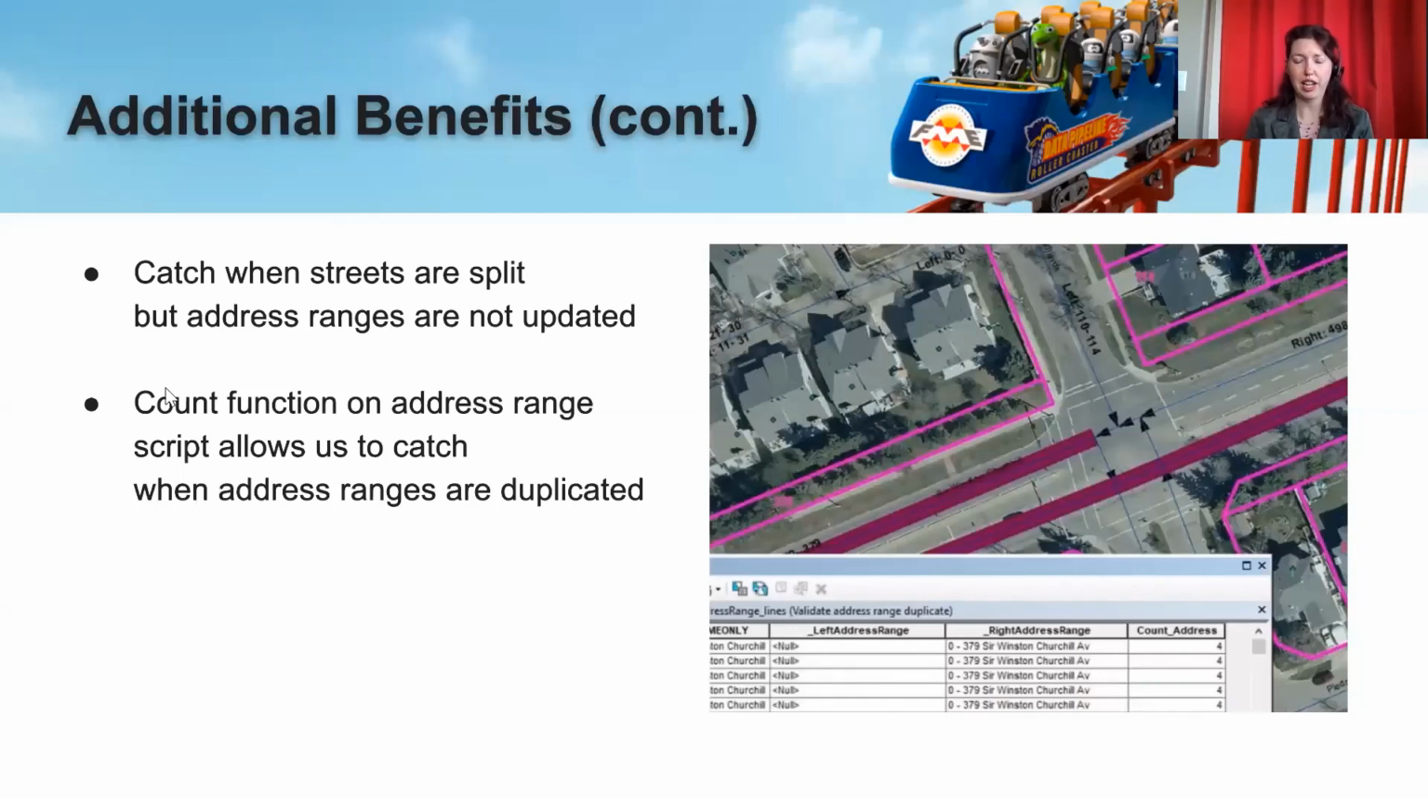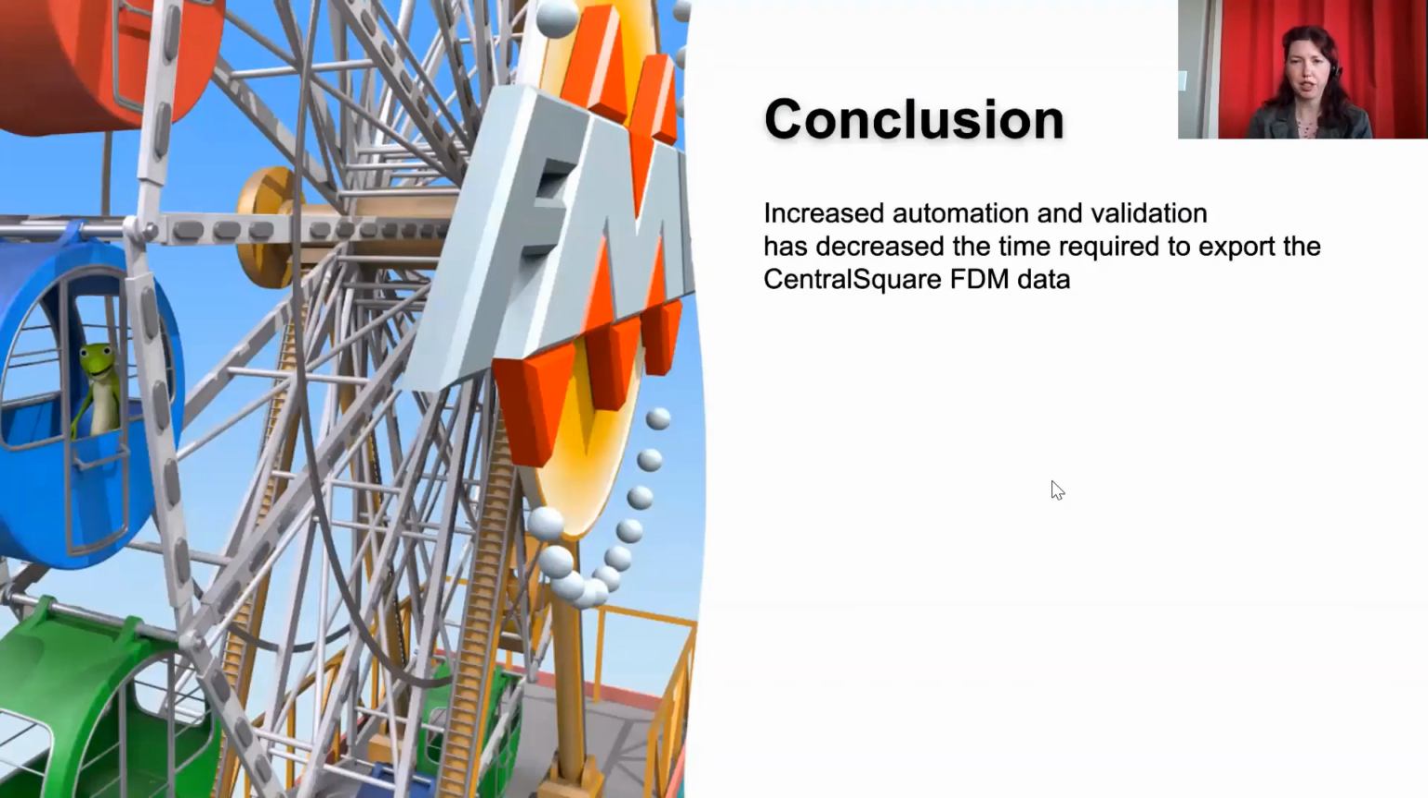And additionally, as a kind of integrity check of the street network, it allows us to know when the streets have been split but the address ranges haven't been updated. So with that count function that I had on the address ranges, it allows us to know when the roads are duplicated, like this one, where you can see that the segment was split to ensure the proper hash intersection. And I know that I just need to go in and update the street ranges here, so that they reflect reality.